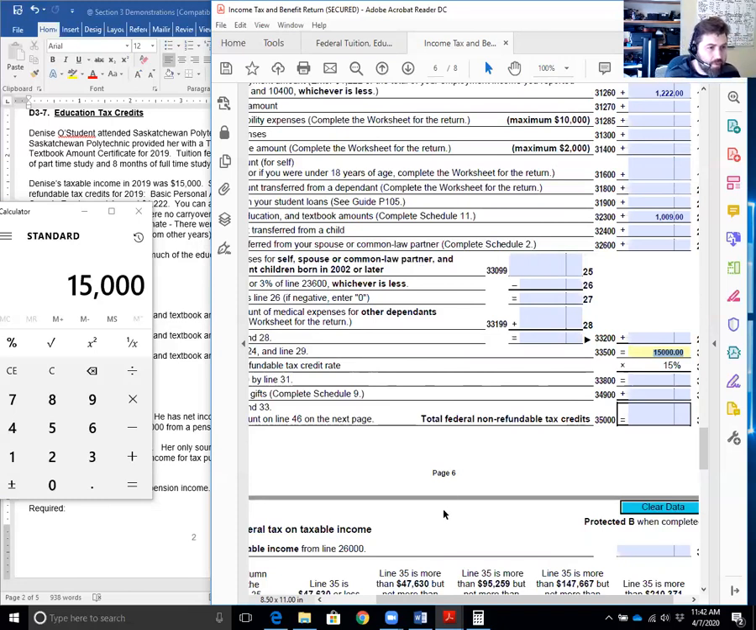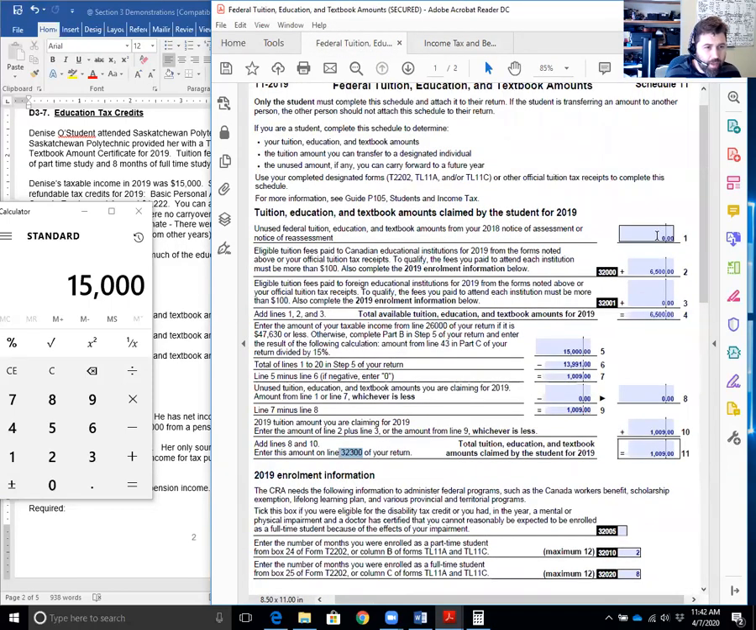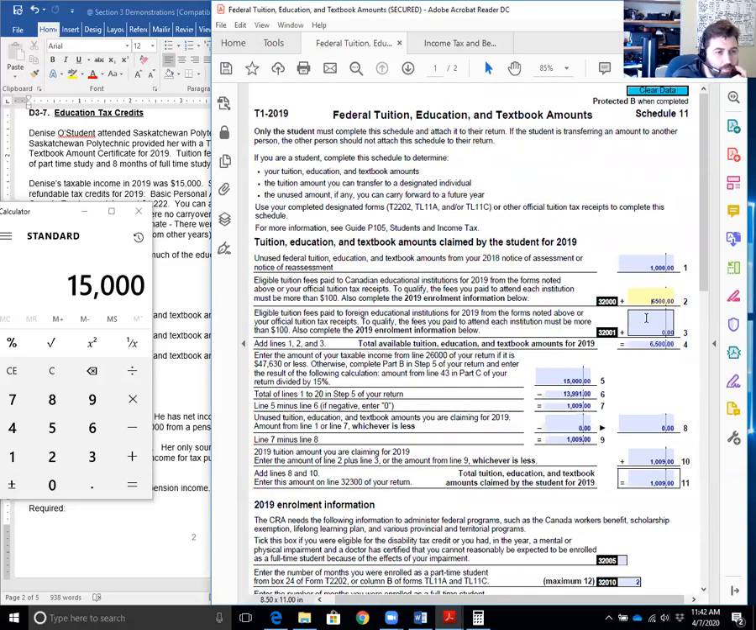Okay. So now I said I'm going to alter the question. I'm going to say that we had $1,000 to carry forward from previous years. Let's see how that affects our Schedule 11 here. So we're supposed to add lines 1, 2, and 3 here. So I'm going to have 7,500.